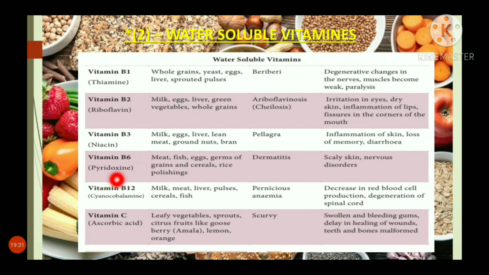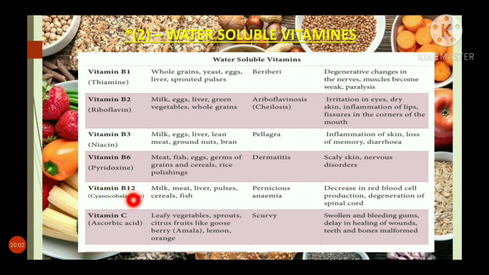Vitamin B6, pyridoxine. Meat, fish, eggs, germs of grains and cereals, rice polishings. Dermatitis. What is dermatitis? By the word dermatitis, you can say that this affects mostly skin. Dermatology, skin, dermatologist, skin specialist doctors. Scaly skin, nervous disorders.